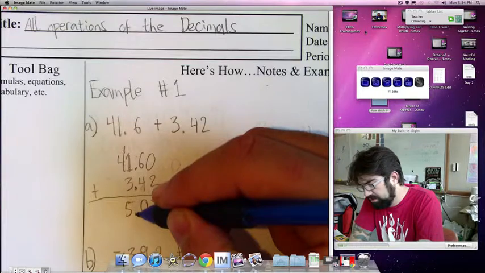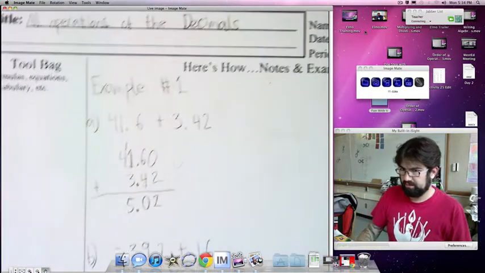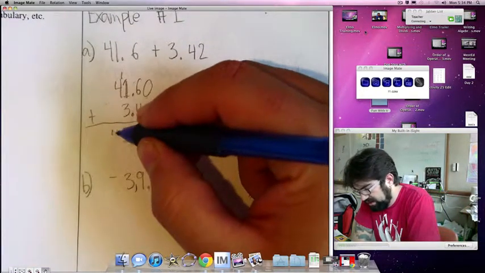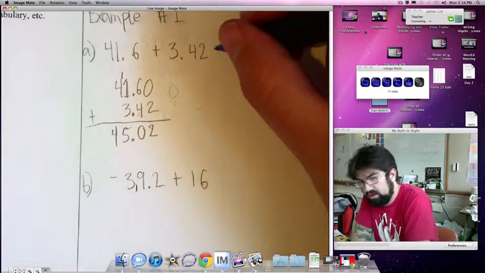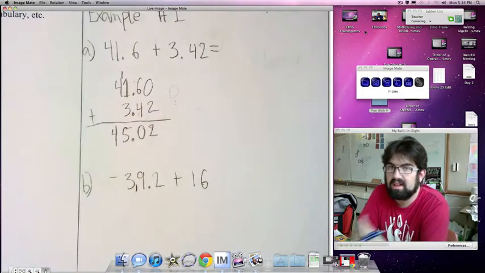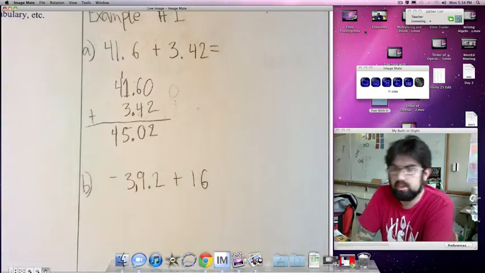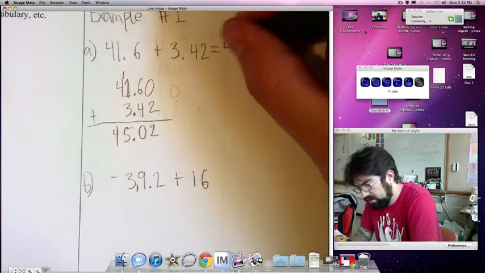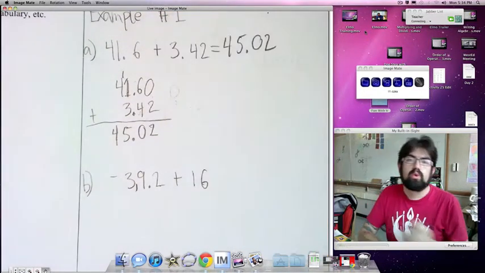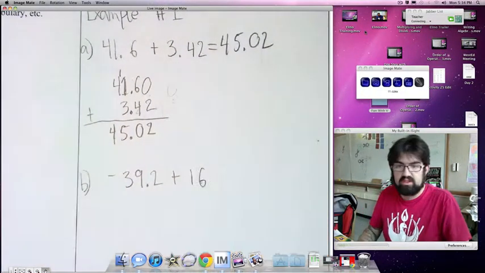And by the way, don't forget to bring that decimal down. It lines right up with these two. That's it. And then there's the 4 right there. 4 just comes right down. So the answer to this one, 41.6 or 41 6/10 plus 3.42 is equal to 45.02. And that's it. Now let's just keep on going.